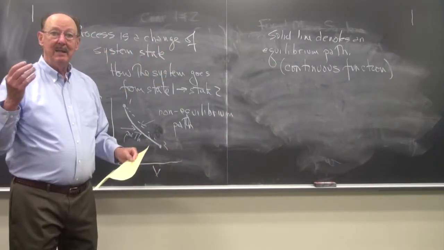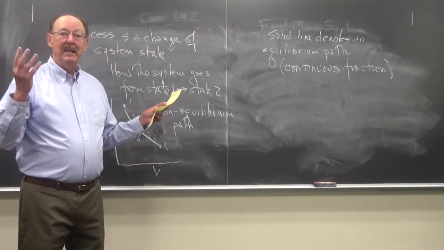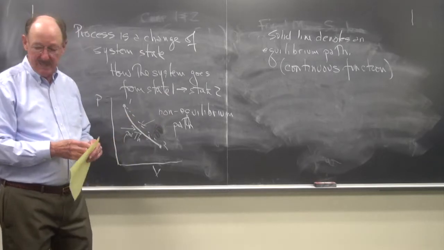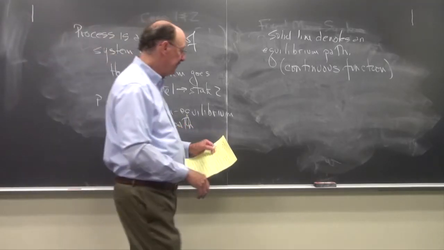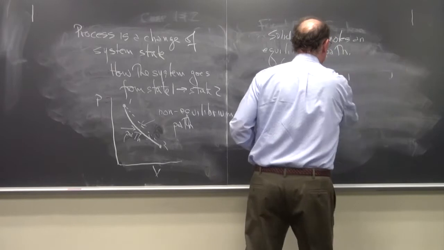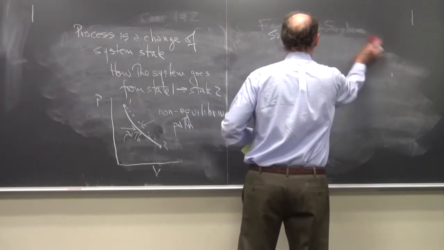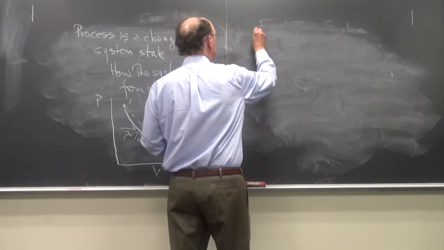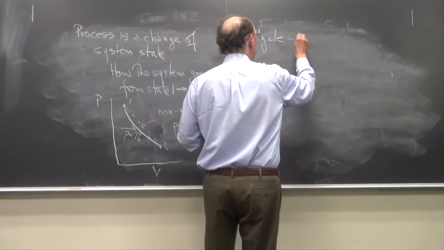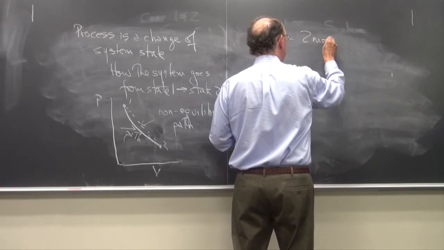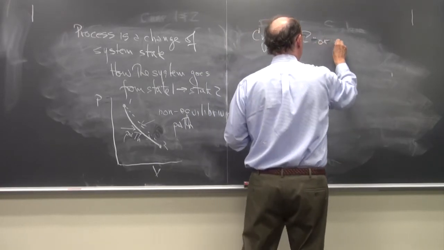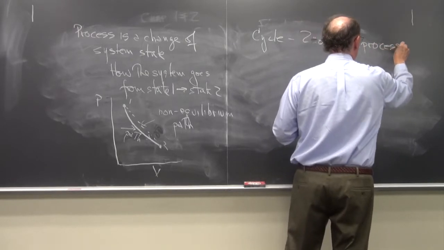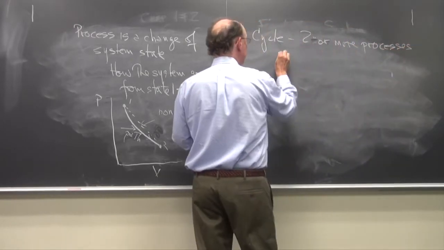Now what if I have more than one process? What if I have a process and it goes back to where it came from? Then we have something called a cycle, which is two or more processes where the initial and final state are the same.